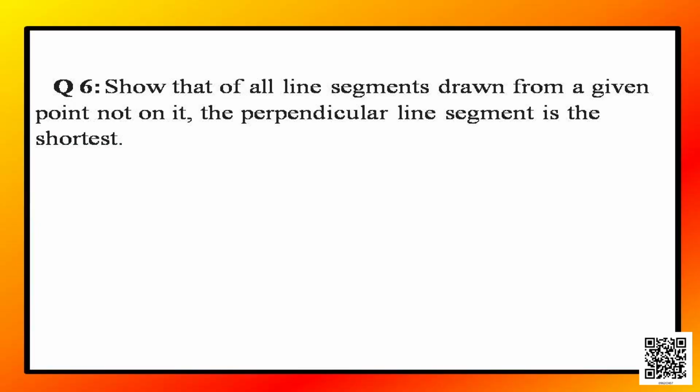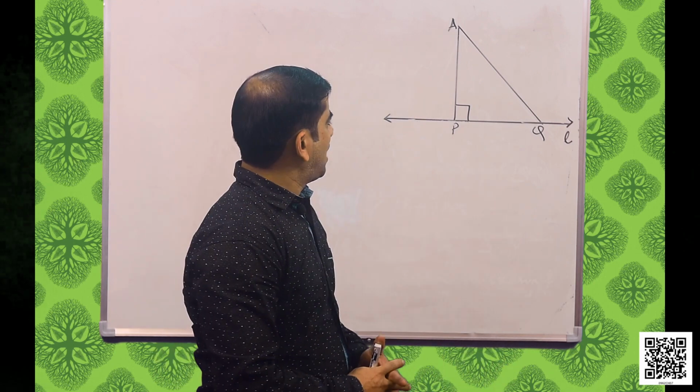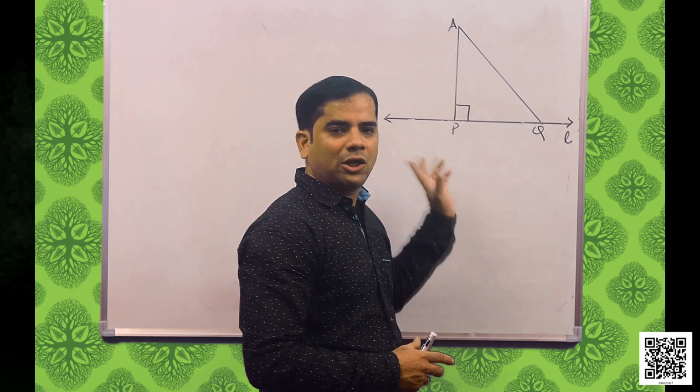Okay, students, let us now discuss question number 6. It says, show that of all line segments drawn from a given point not on a line, a perpendicular line segment is the shortest. So, to go for the solution, we need to draw a diagram so that we can understand the concept clearly. So, let me draw the diagram first. Students, as per the given data, I have drawn a line L, okay, and AP is perpendicular to L.